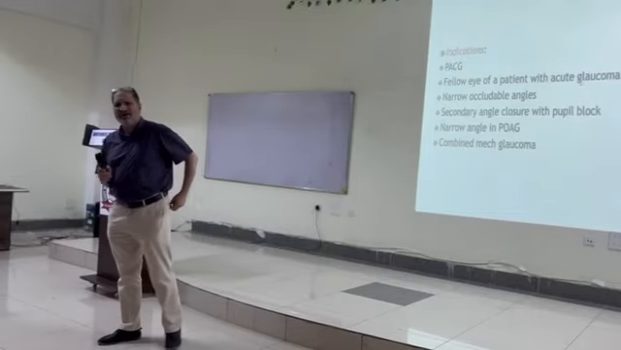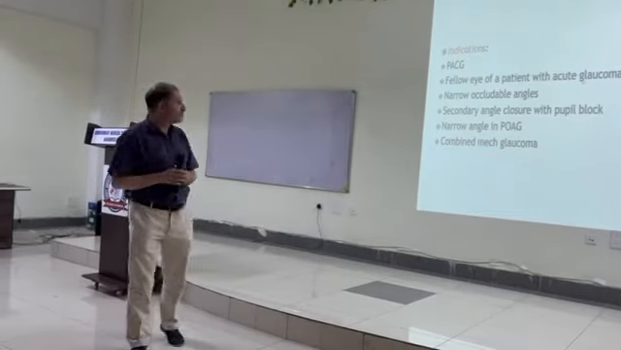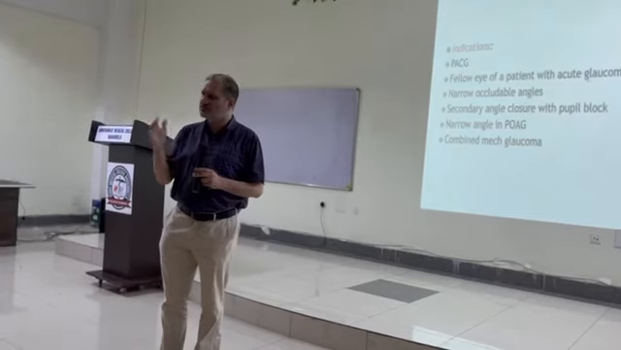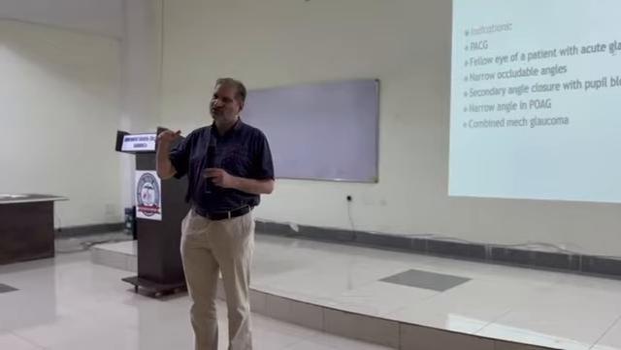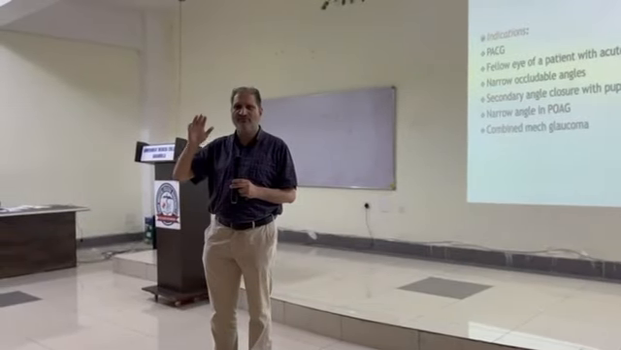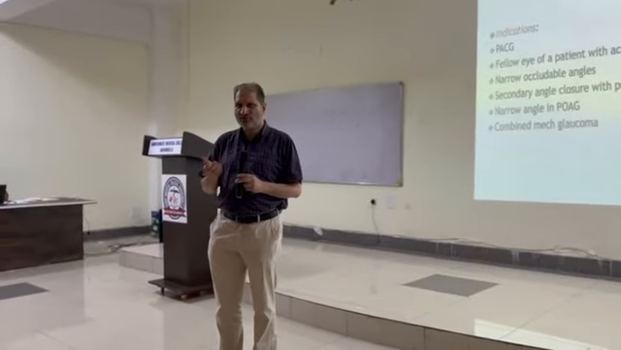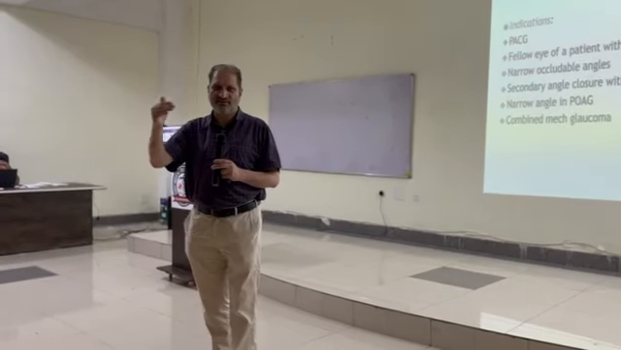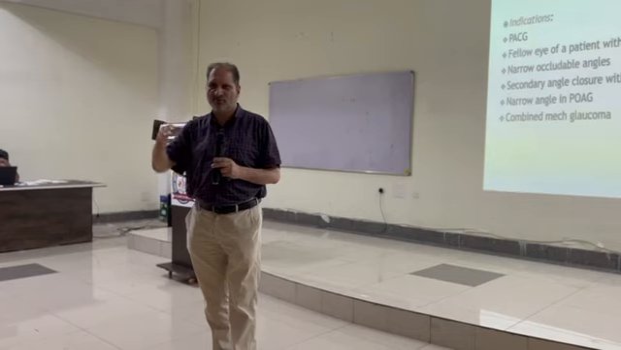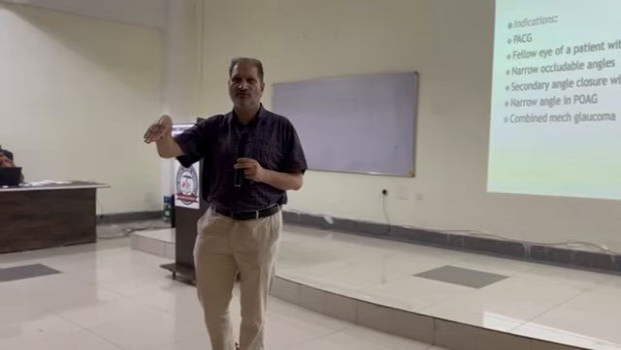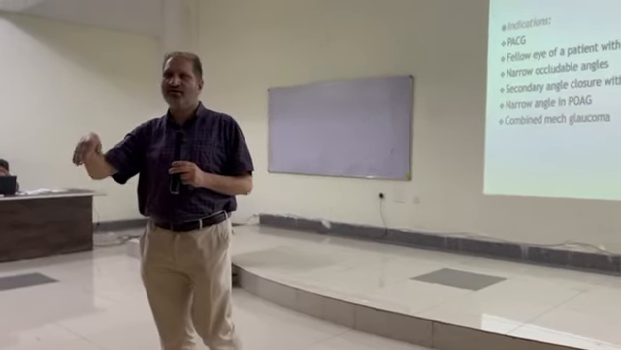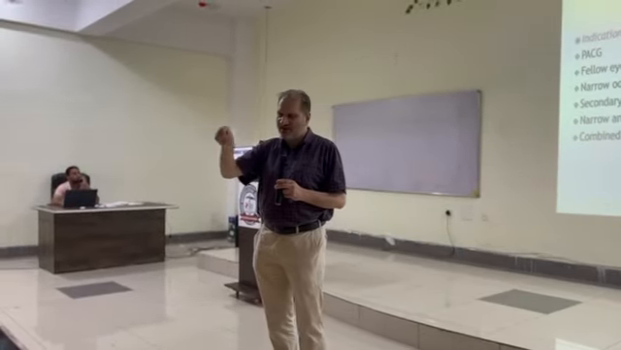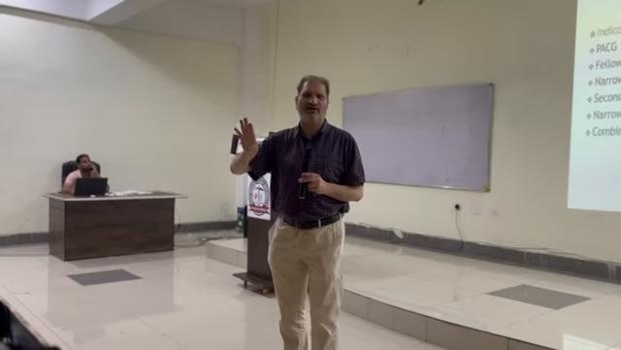Peripheral iridotomy. We can do surgical, we can do non-surgical. Surgical is what we were doing previously when the laser was not available. What we used to do, we used to go to the limbus. There are three lines: anterior limbal line, mid limbal line, and posterior limbal line. We used to go to the mid limbal line, hold the iris, pull it out, cut it and put the iris back.